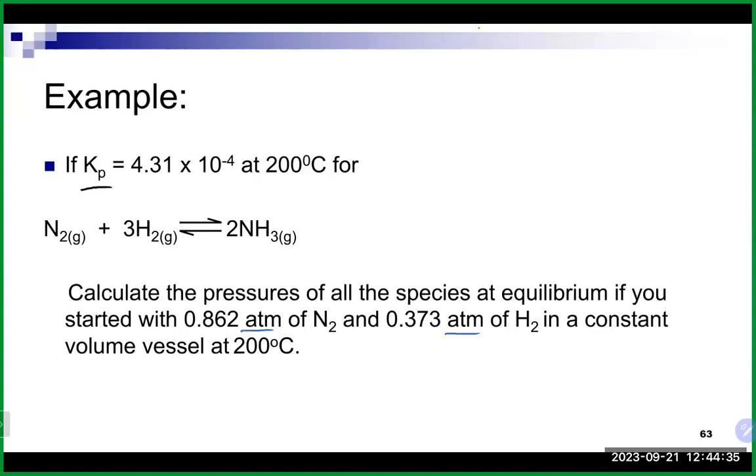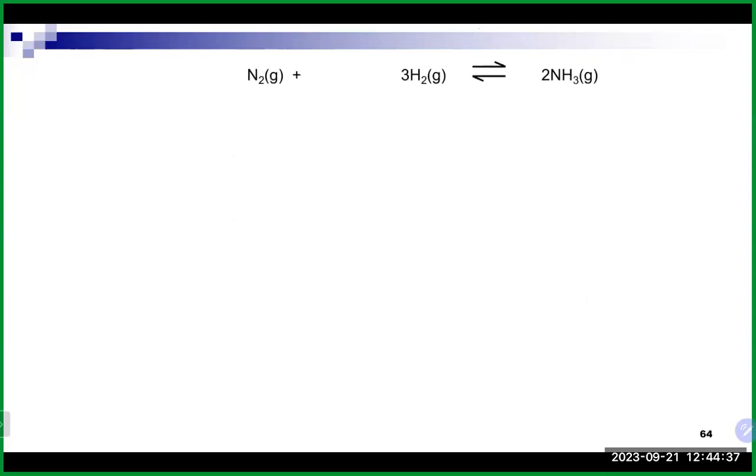So we will do our ICE table here. Initially we have a pressure for N2 of 0.862, and 0.373. Once again, we are not given anything in terms of our products, so it is safe to assume we are going in this direction. Again, there's no way to really calculate Q, so we don't have to worry about that. Change here will be minus x, minus 3x, and this will be plus 2x.